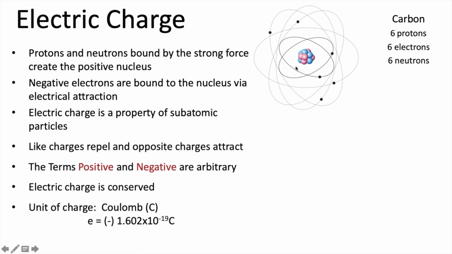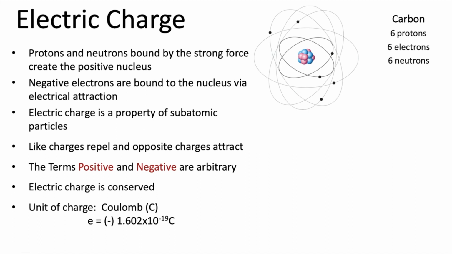Here an example is shown for the carbon atom. It has six protons glued together by six neutrons inside the nucleus, and there are six electrons orbiting around the nucleus. So these subatomic particles have two main properties. One, they have mass, and they have charge. Just the neutrons do not have charge. I'm only talking about the protons and the electrons.